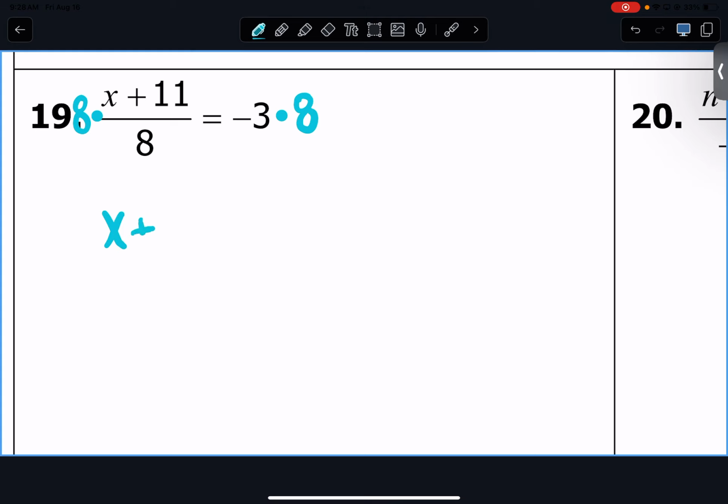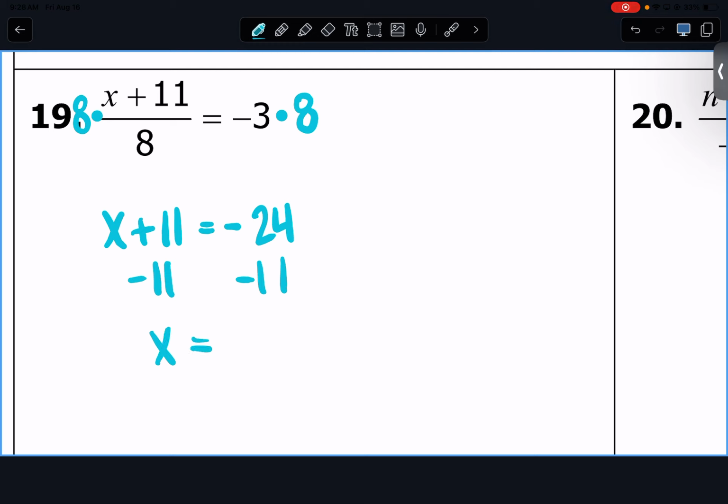So we get x plus 11 equals what? Negative. And then what? Which gives x equals negative 35 as our answer. Because we can't move this 11 until we undo this, because it's attached to something.